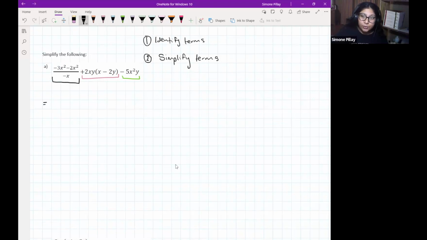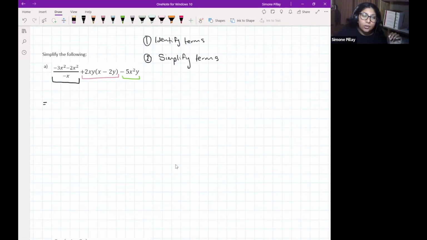The first thing I'm going to do is deal with this first term over here, which is my fraction. Now, what I want you guys to know is that when there are fractions, there are two things that we can do. Either I can split my fraction up, which I showed you guys in the last lesson at the end of the lesson, into two terms. So I could say negative 3x squared over negative x, and then I could make this minus 2x squared over negative x. I could do that, but I'm not going to.